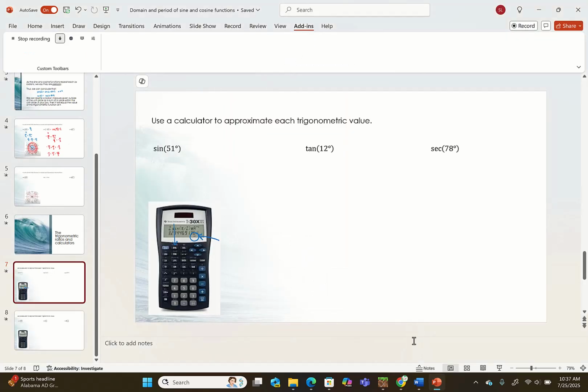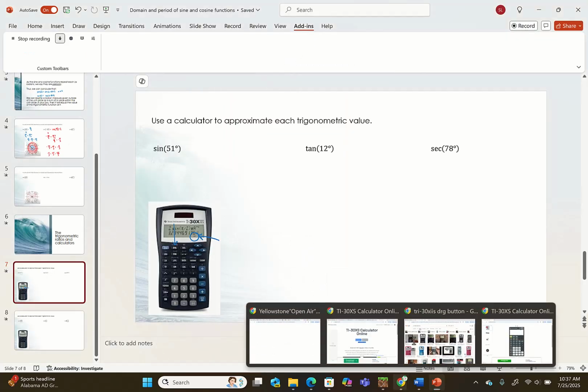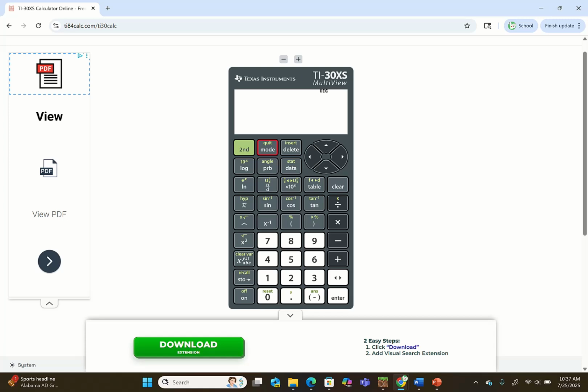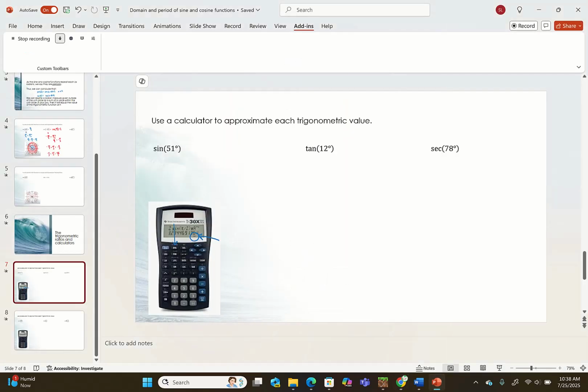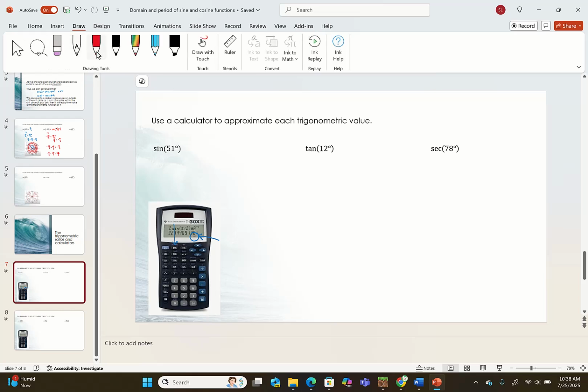Now I'm ready to type in the first one, sine of 51 degrees. I type in sine of 51. Depending on the type of calculator you have, you might have to type in 51 first and then take sine of it. If your calculator follows order of operations, this will work perfectly. Then I hit enter, and I get about 0.777. So let's go back here and write that it's about 0.777. Up next, I have tangent of 12 degrees.